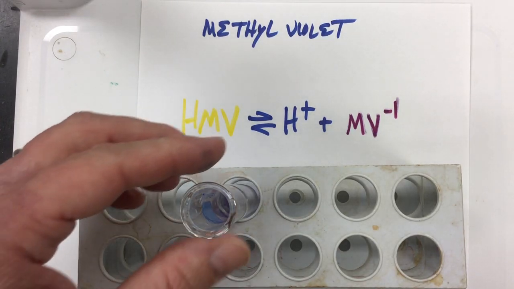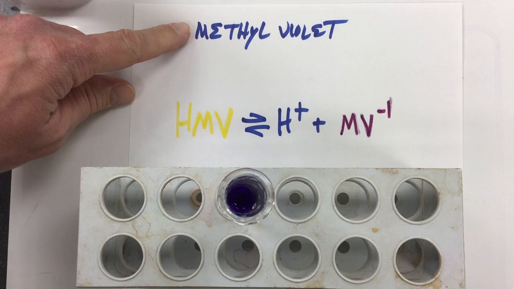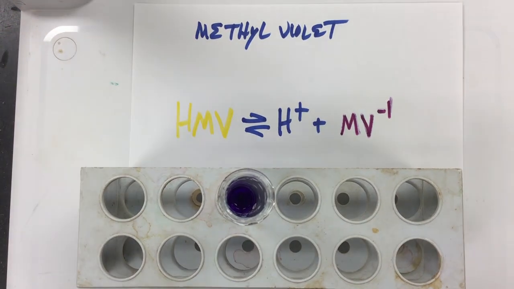Hi everybody. So today we're going to look at another one of the possible equilibria. Now we're going to look at the equilibria of methyl violet. Now what's up with methyl violet? Methyl violet is an indicator, which means it turns different colors in acids or bases. And the formula for it is really complex, so we're going to keep it really simple.